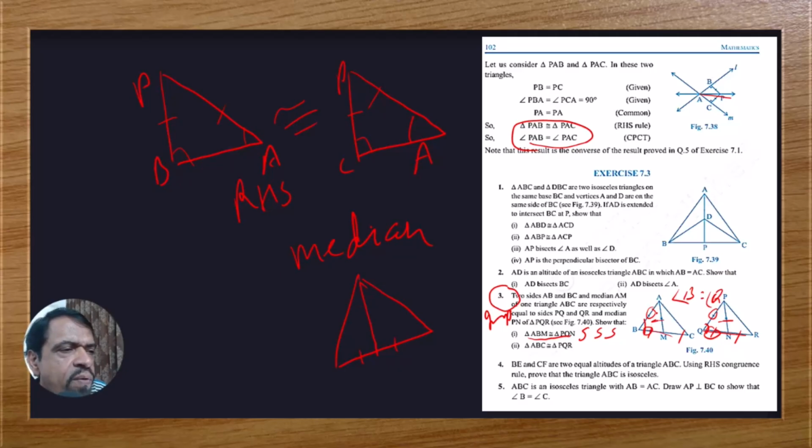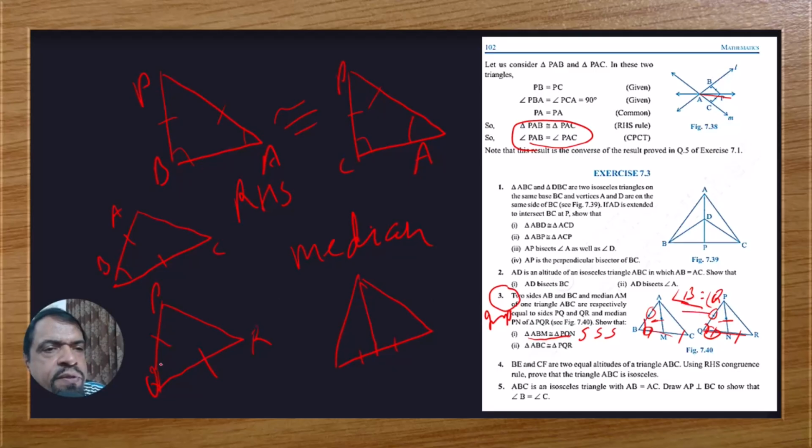Now see, in the whole triangle ABC and PQR, without the median, I am drawing here to make it simpler. This is given: AB equals PQ and this BC equals QR. It is given. Just now we proved that this B equals Q. So it means this B equals this Q, CPCT of this portion ABM and PQN. So these two triangles are congruent by side angle side, SAS.